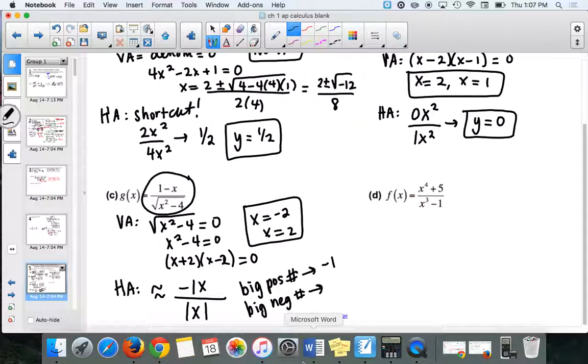Do you guys see it? So that gives me +1. So those are the vertical or the horizontal asymptotes. So you get y equals -1 and y equals 1.